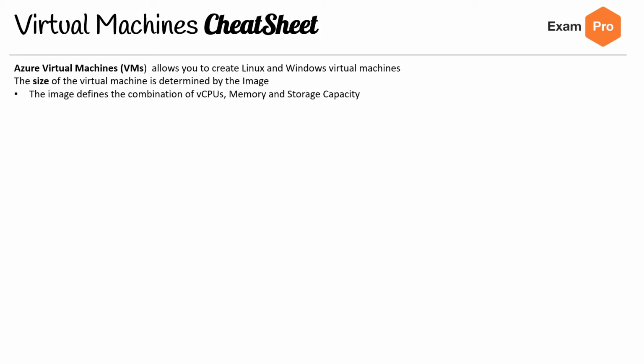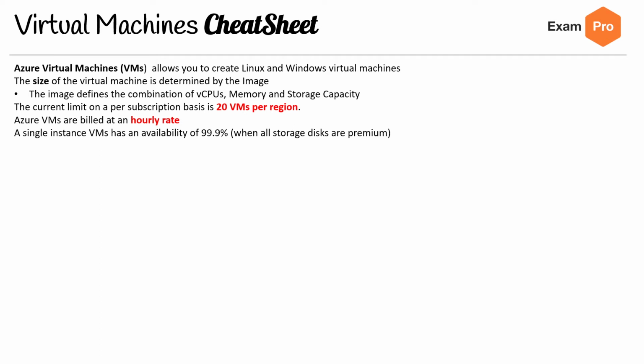Azure Virtual Machines allows you to create Linux and Windows virtual machines. The size of the virtual machine is determined by the image. The image defines the combination of vCPUs, memory, and storage capacity. The current limit on a subscription is 20 VMs per region. VMs are billed at an hourly rate.